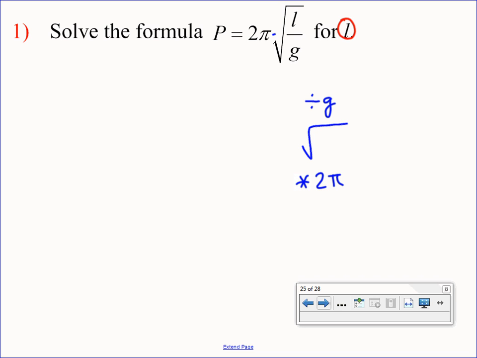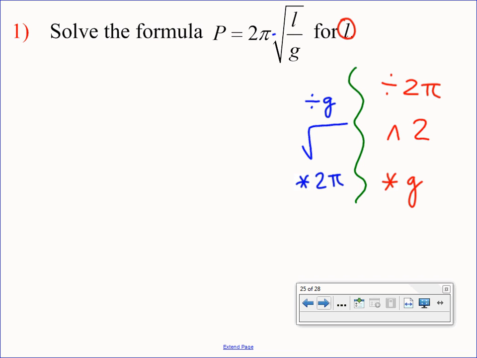So how do I reverse it to get my solving steps? Easy cheese. The last forward step was times by 2 pi, so the first solving step is divide by 2 pi. You guys are rocking it. Then I undo square rooting by squaring. Then I undo division by G by timesing by G. This is going to be great.